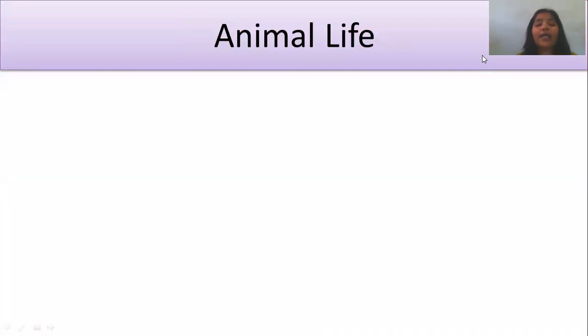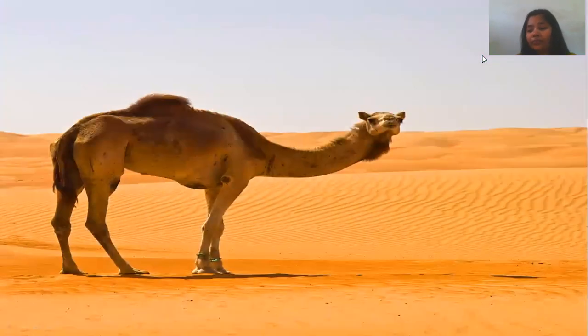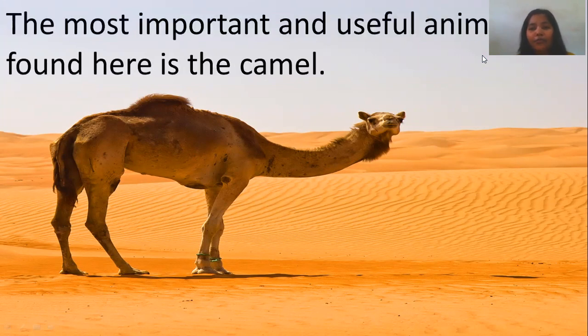Now, it's time to talk about animals' life in desert region. Now, look at the picture. As we know, the most important and useful animal found here is the camel. And again, camel also has some special features that make it survive in that hot desert, right students? Now what are those special features? Let's discuss.